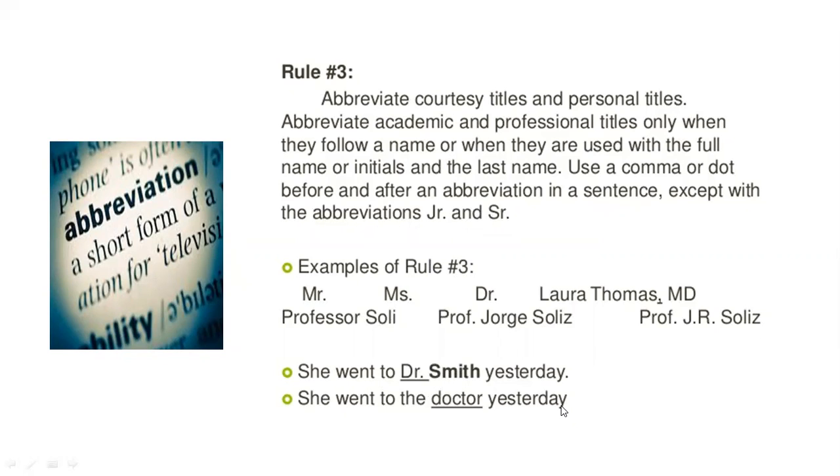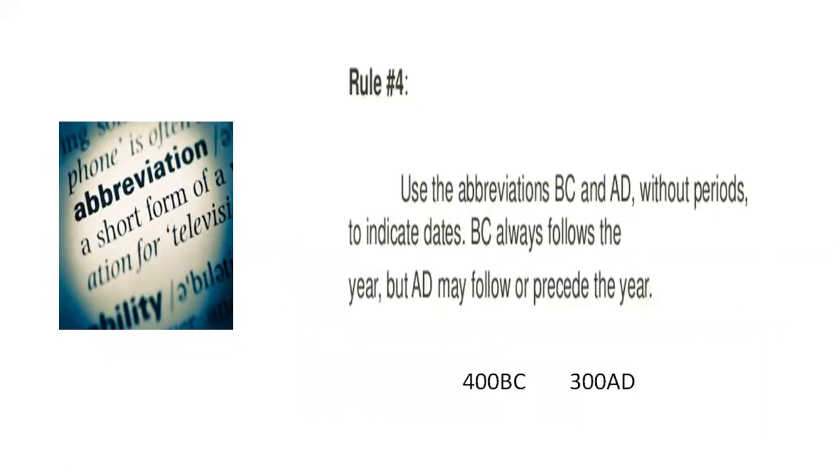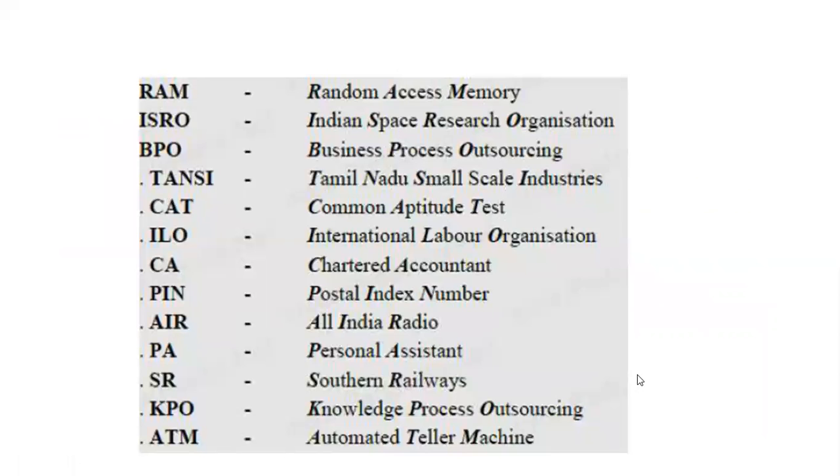So this is the example for the third rule. So the fourth rule is to use the abbreviations BC and AD without periods to indicate dates. BC always follows the year, but AD may follow or precede the year. You can see the example: 400 BC, 300 AD. So this is the rule. So we have four rules.